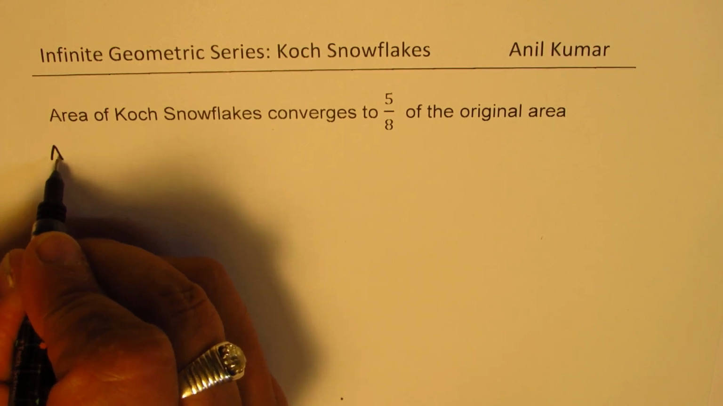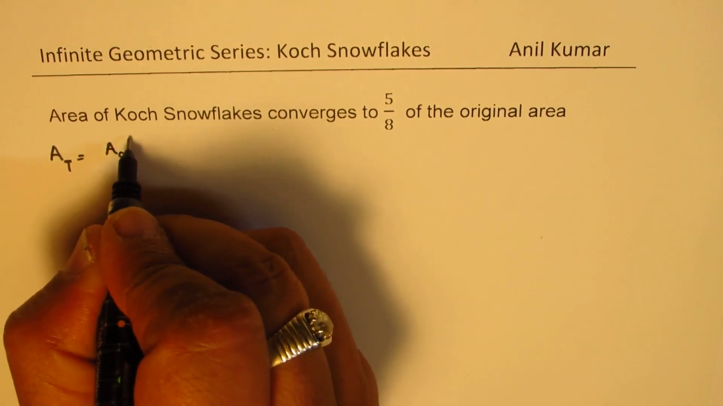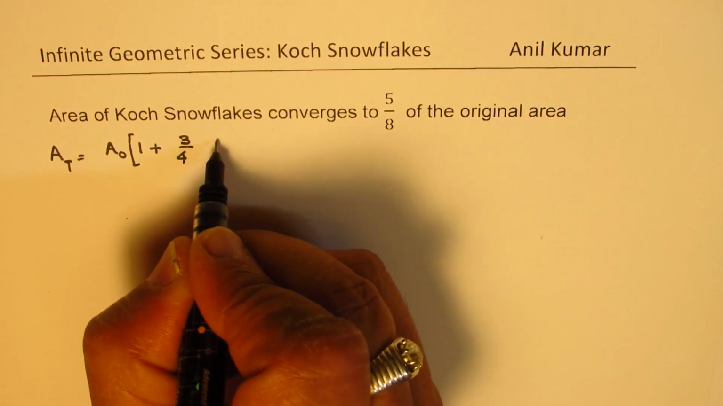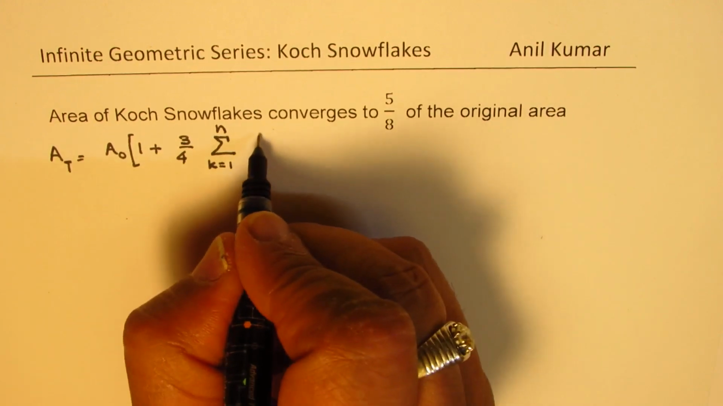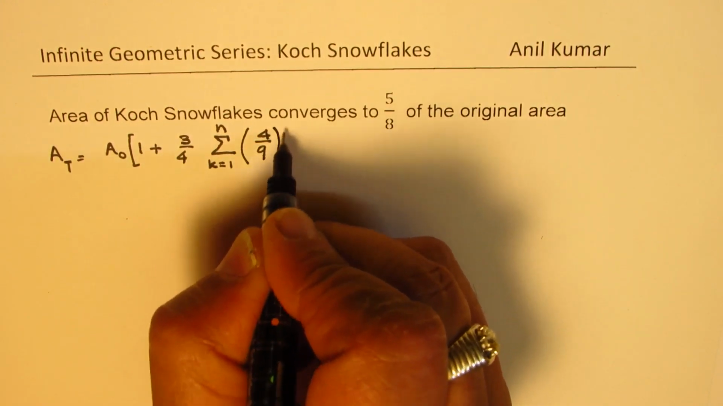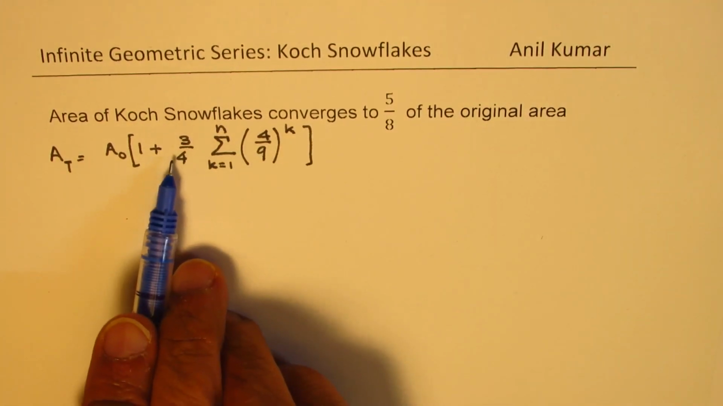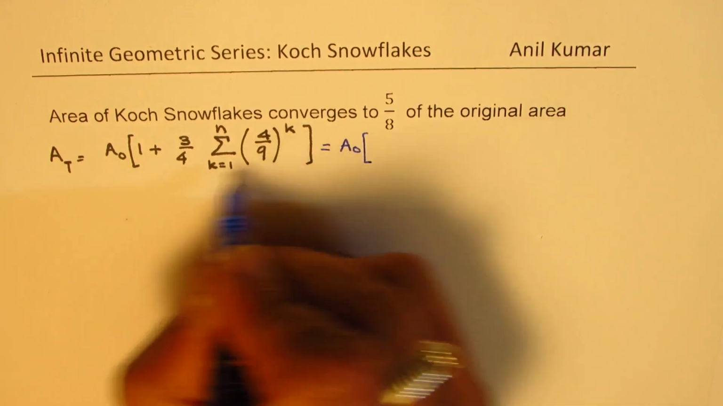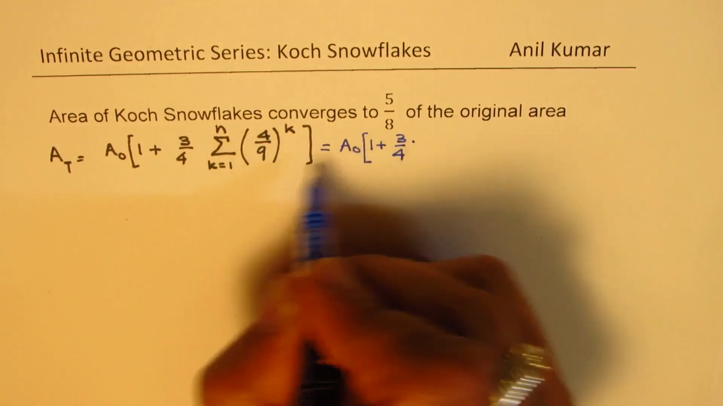So let me write down the expression which we just got for the total area. The total area was the original area A0 times the bracket 1 plus 3 by 4 times the sum of a series, from k equals 1 to n, of 4 over 9 to the power of k, right? So we add this up. So that is what the total area is. Now let us see how to sum it up and find the answer. So let us expand this series now. If you expand this, you get A0, within the bracket, 1 plus 3 by 4. If k is 1, we get a term 4 over 9, right?